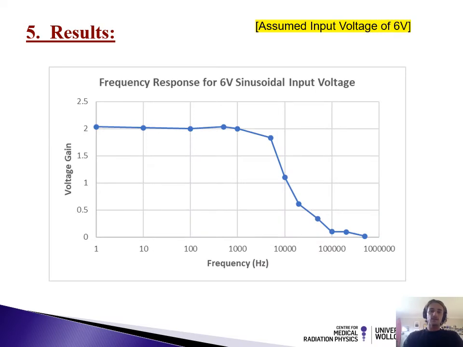So here we can see the experimentally determined frequency response for the sinusoidally modulated LED circuit. And we can clearly see that the voltage gain begins to rapidly deteriorate at frequencies beyond 1000 Hz. Also, we notice a relatively stable gain for the frequencies smaller than this point, as expected.